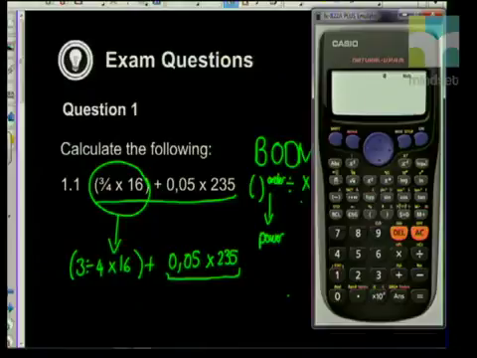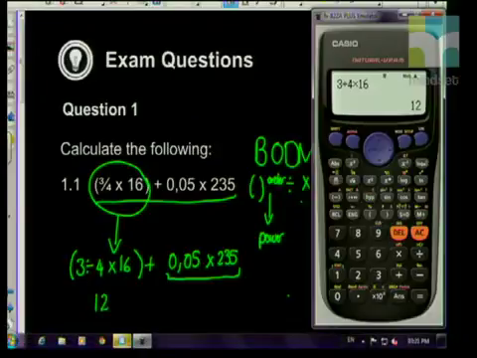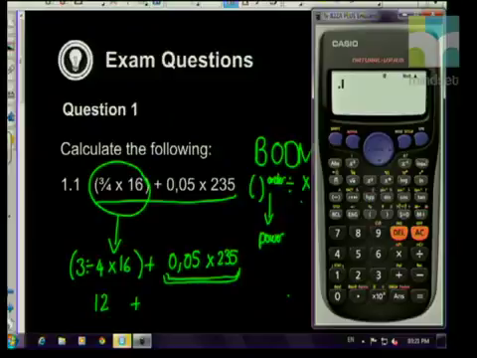So let's do 3 divided by 4 times 16. And that gives us 12. And then I need to do this part. So I'm going to clear my calculator and do 0.05 times 235.